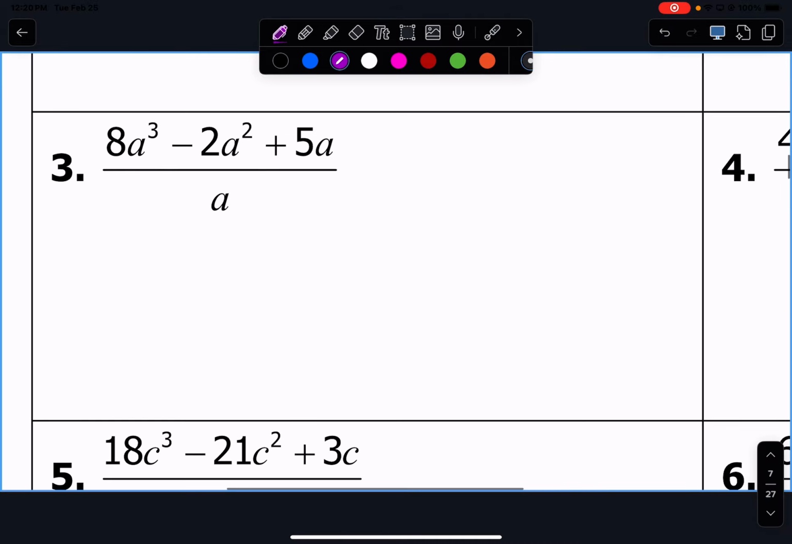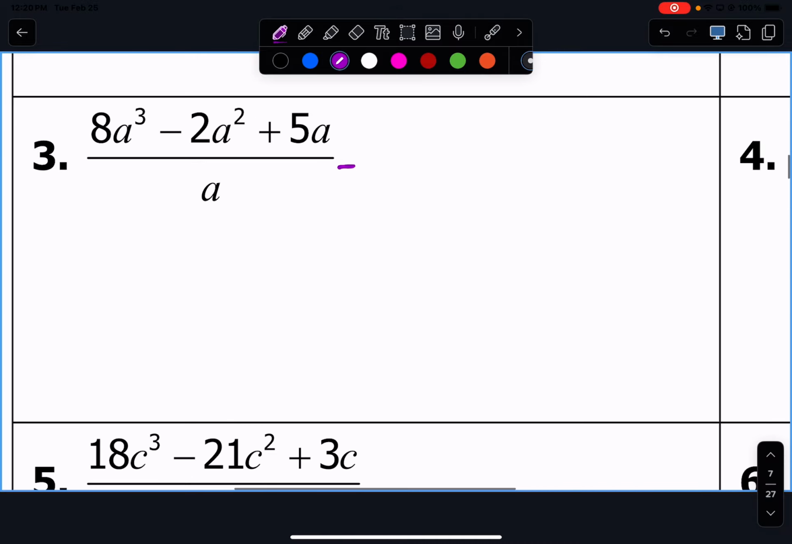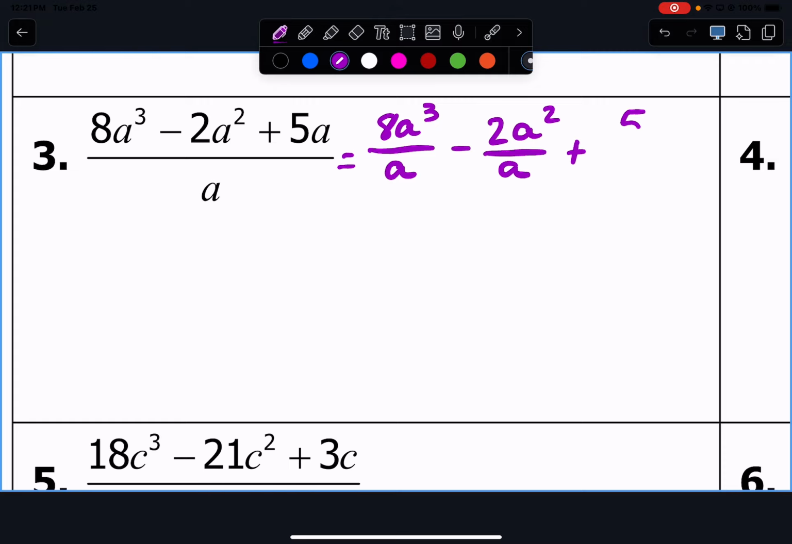For number 3, this one has 3 terms, but we still do the same thing. 8a to the 3rd divided by a, minus 2a squared divided by a, plus 5a divided by a. So what is 8a to the 3rd divided by a? It's 8a to the second power.